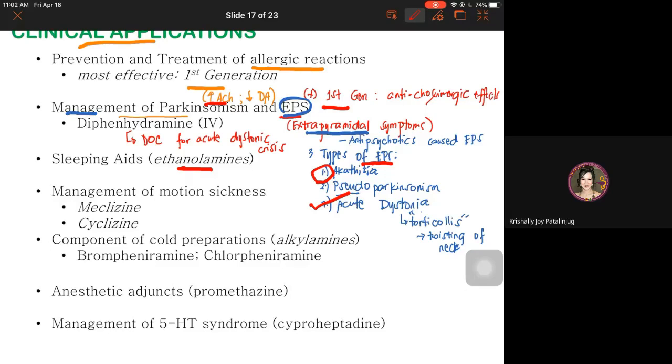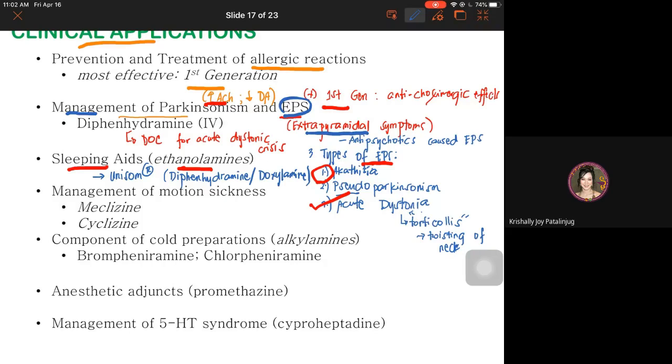Next, another clinical application, particularly of ethanolamines, itong mga list of H1 blockers under ethanolamines na chemical structure, ginagamit sila as sleeping aids. Example of a drug used as sleeping aid is yung Unisom. This is a brand name. Nani siya available nga tablet or gel. And this may contain diphenhydramine or doxylamine. So, ginagamit as sleeping aid.